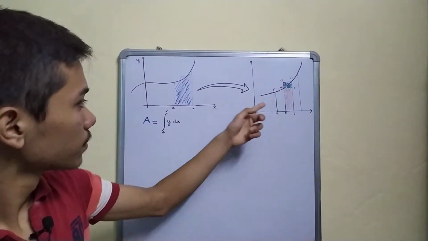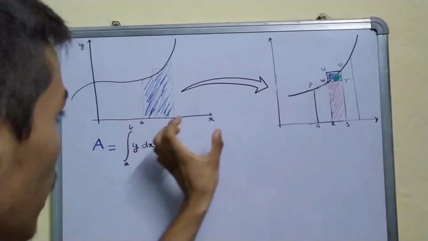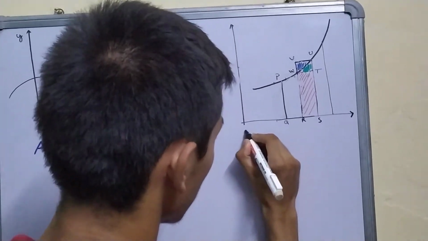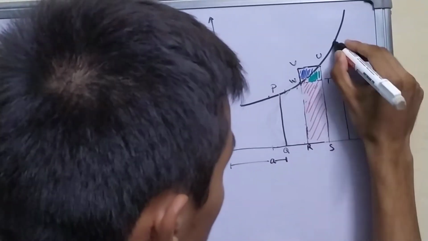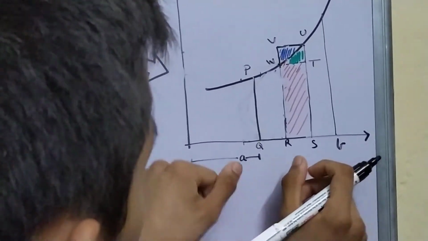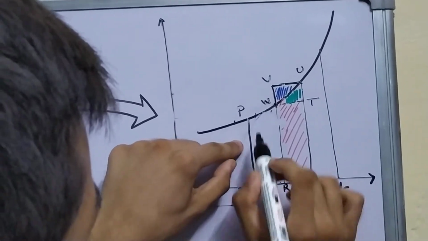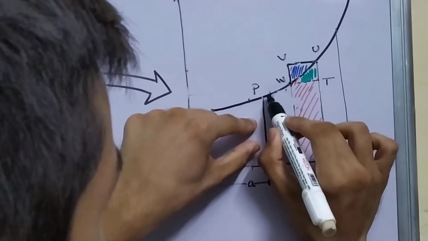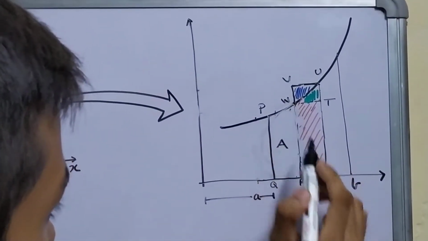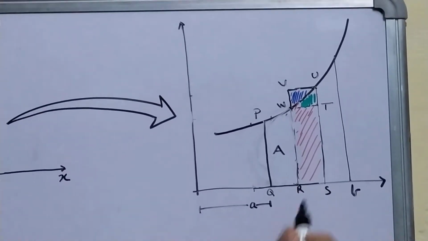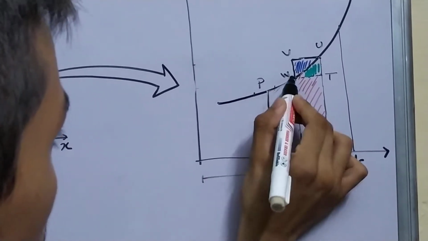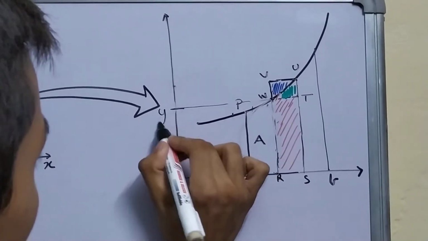So let's zoom in on the interval a to b. This is a, and this is point b. Let's say your area for PWRQ, this one, is A, and you were originally at this point. At this point your value, let us say, is y.